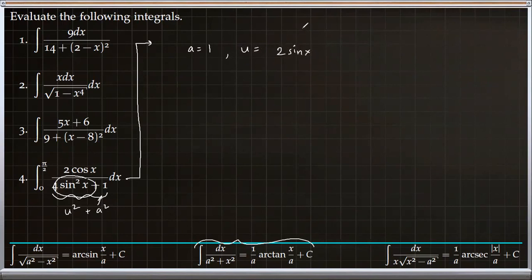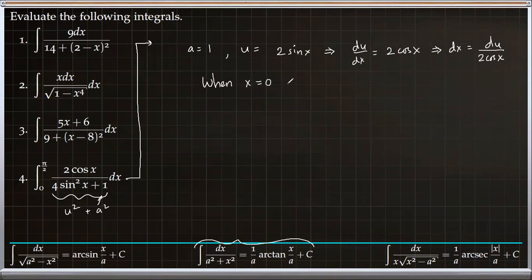2 sine x. Now we want to express the integral in terms of u. So we want to find dx in terms of du. This implies du by dx equals 2 cosine x, since the derivative of sine x is cosine x, which implies dx equals du over 2 cosine x. So we have that. We also need to change the limits.